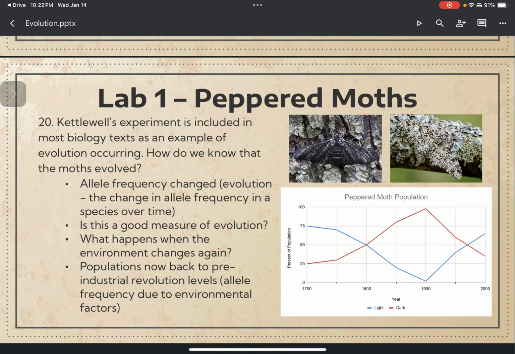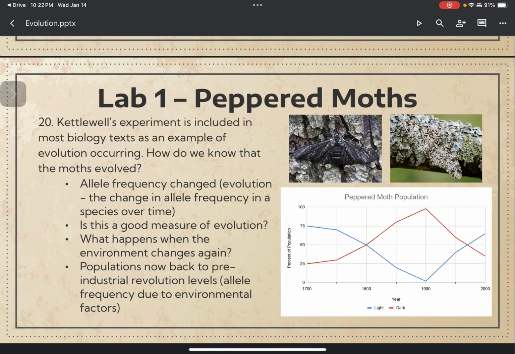And how do we know that? One, we know that because the allele frequencies changed. Evolution is the change of allele frequencies in a species over time. Remember that from our previous video? The allele frequencies change because we're changing that color. And then next, is it a good measure of evolution? Yes, it is, because it's showing us that change over time in natural selection.